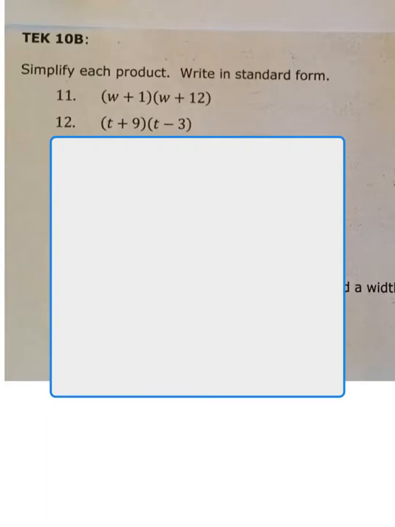So number 12, we have again two binomials, and we're going to multiply them together. When we multiply, we need to make sure that we multiply each term of the first binomial by each term of the second binomial. And one way we can do that is to use FOIL. So I'm going to go ahead and multiply t times t. So F in FOIL is the first term of each of my binomials. So t times t is t squared.